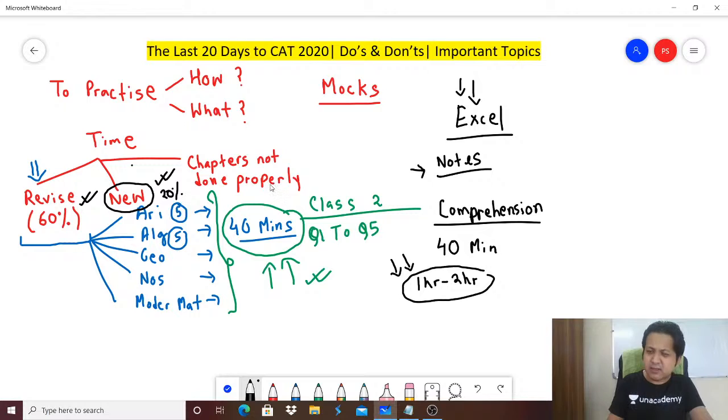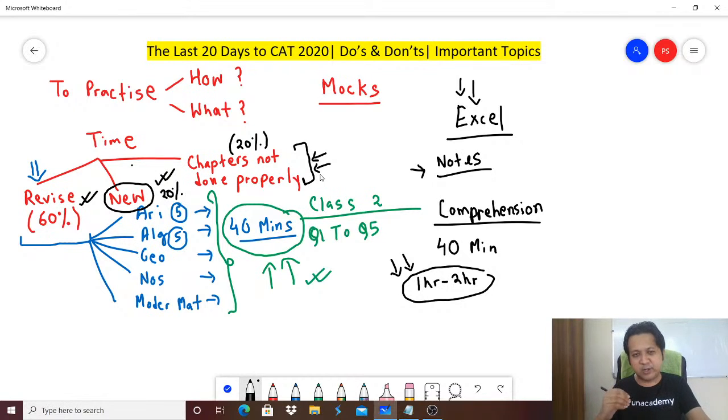The third part is the last 20%. So in a day, I want you to divide your time into 3 parts: 60, 20, 20. What is the remaining 20%? These are chapters which you have not done properly, and you want to spend some time on. For example, trigonometry. These are small chapters which people often leave. Trigonometry, coordinate geometry, installments, elevators. So please look at concepts, small chapters, or graphs and functions which you have not done properly. Make sure that 20% of your time in a day is devoted to new chapters not done prior.